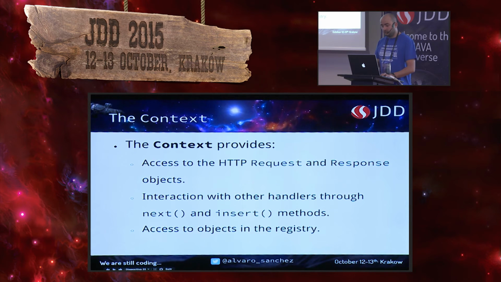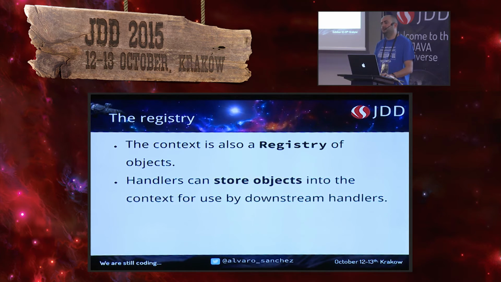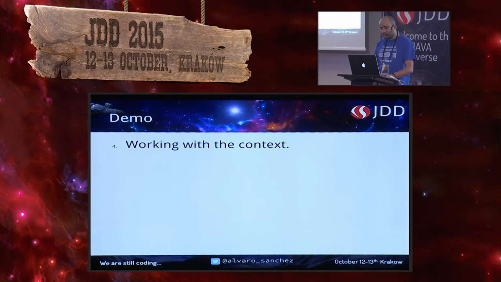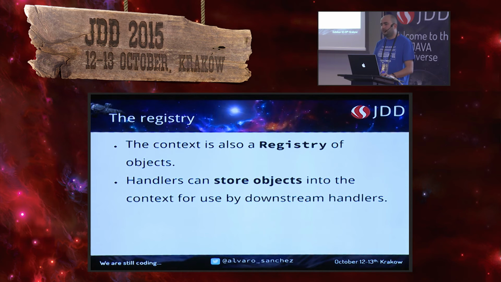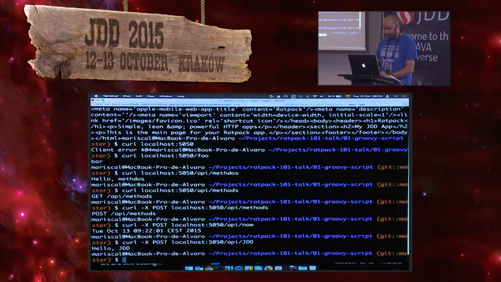But the context is also important because we can access objects in the registry. A registry is a place where Ratpack applications and handlers can look for objects. So if, for instance, you want to inject services or any other utility classes you like, you can use the context, the registry for that. So let's see the demo.